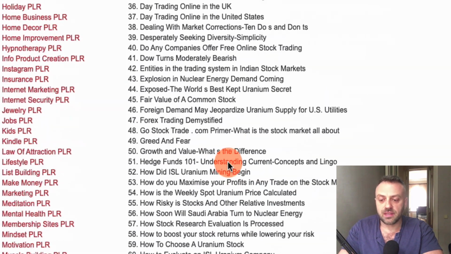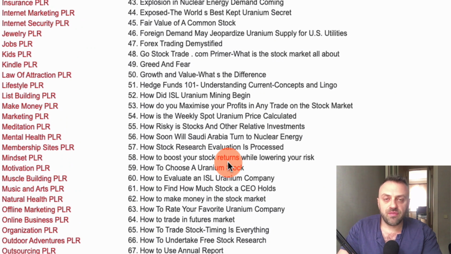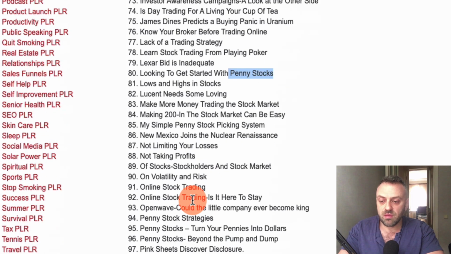So the $6 is giving you a lot of very good content that you can repurpose into a ton of books, like 5 books, even maybe 10 books if you want, because it's all different niches. Penny stocks is a niche all in itself. My simple penny stock picking system, right? New Mexico joins the nuclear renaissance. I don't even know. This is completely separate. So these articles, some of them are related, some of them are not.